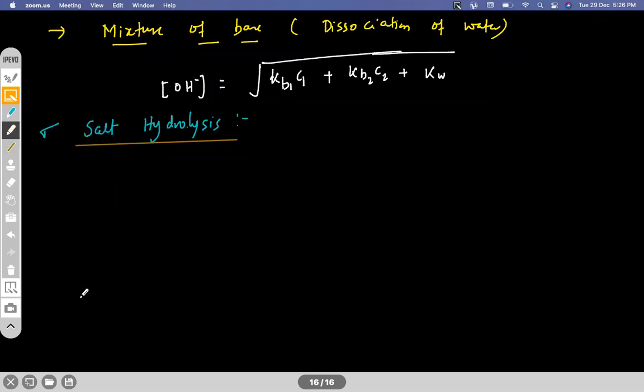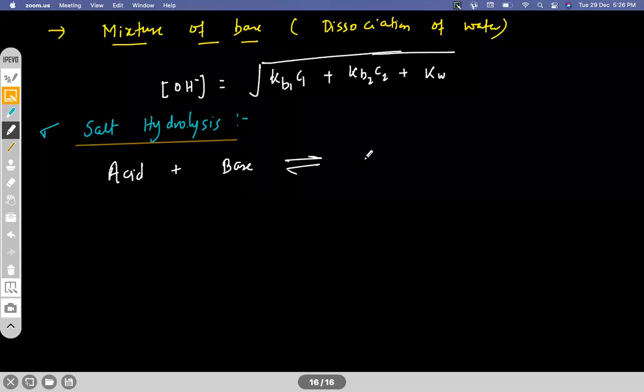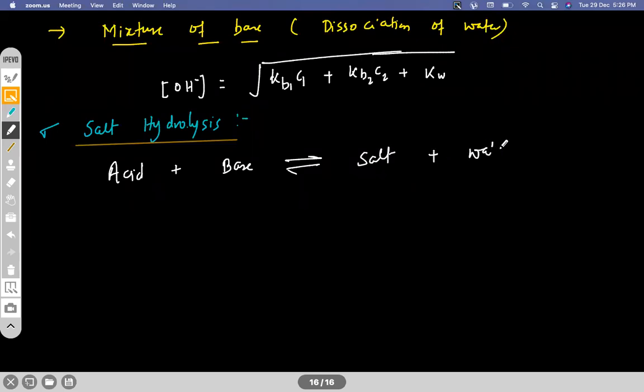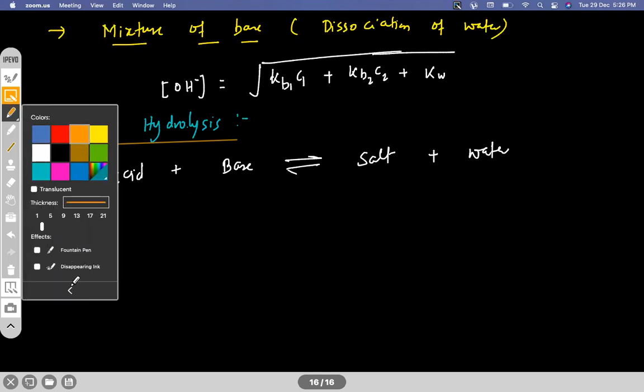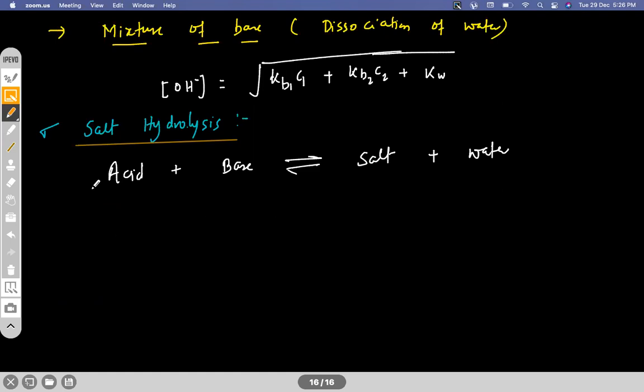the reaction of salt and water. Basically, if you look at this reaction, acid reacts with base and forms salt and water. What is this reaction? Could you tell me? Reaction of acid and base is what? It is a neutralization reaction. Both are neutralizing each other, right?